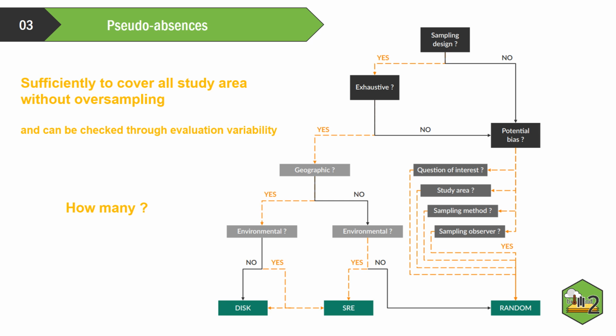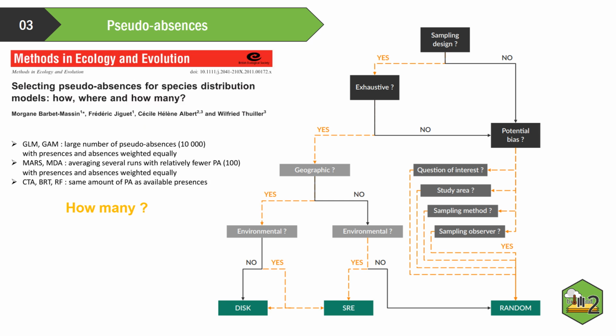And the best way to check that is going through the variability of your results to see whether you have big differences in evaluation metrics between your different pseudo-absence datasets or not. Also, there have been a few attempts to estimate this number depending on the modeling techniques, and some rules can be extracted from that. It remains dependent a lot on your data.